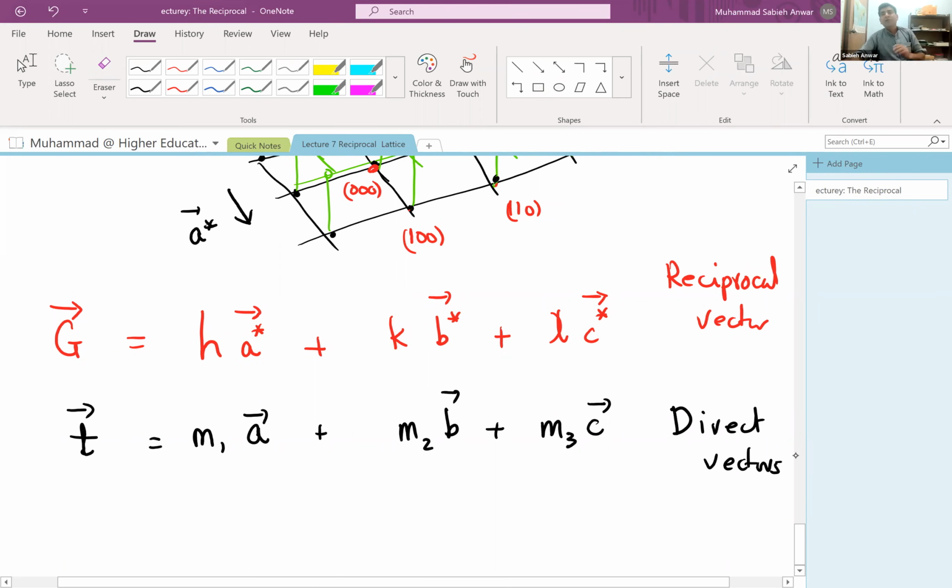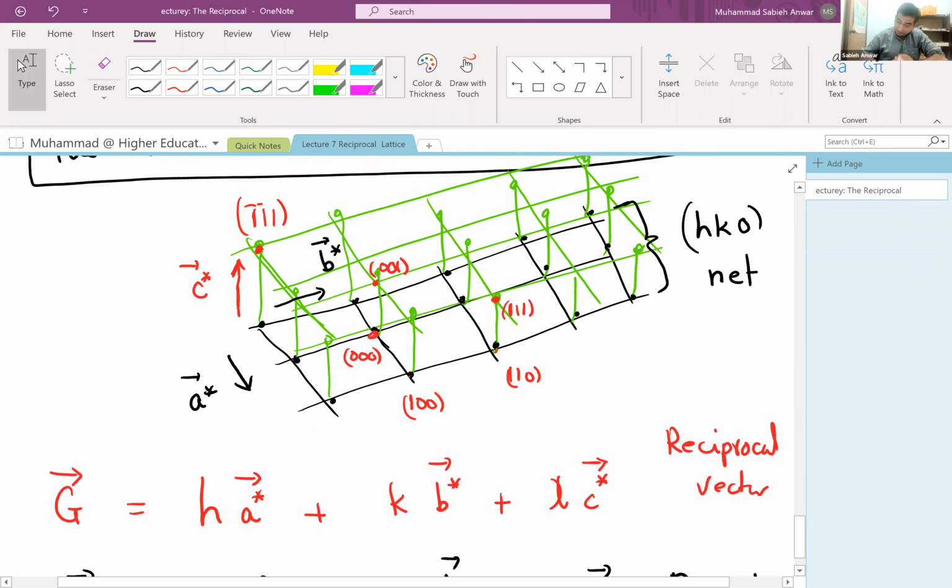Okay. So the concept and the thing about here, if you look at the size of a cube inside the reciprocal space, what's the size of the unit cell for a cube in the direct space? What's the volume?